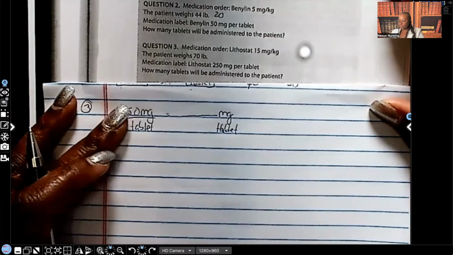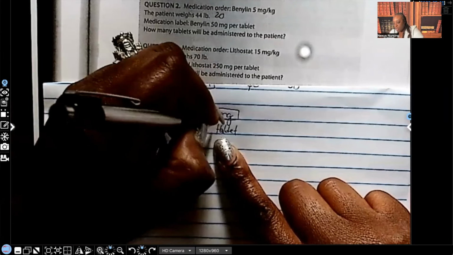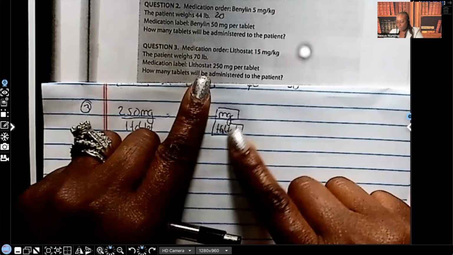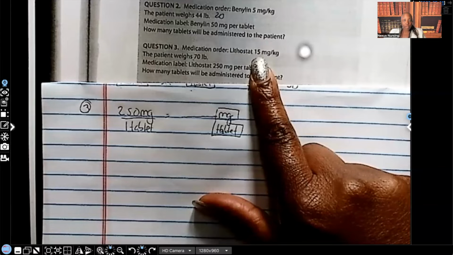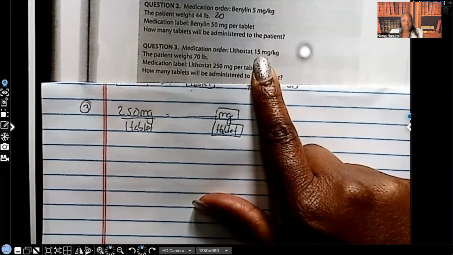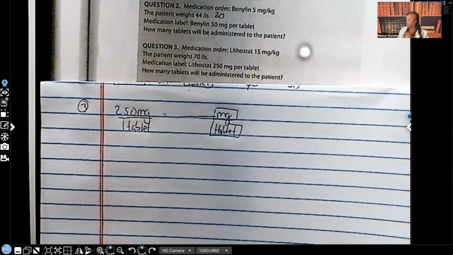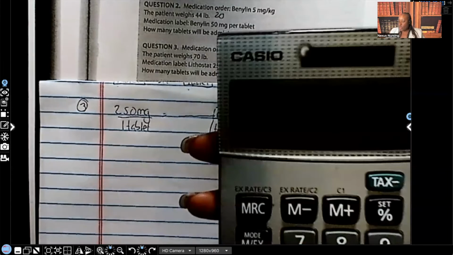Okay, moving on. So anyway, whatever we have on the bottom, it's going to be tablet, right? So now let's plug this in. We're looking at number 3. 15 milligrams per kilogram. So we know we have to multiply the 15 times our kilogram, but we don't have kilogram yet. We're going to divide 70 divided by 2.2 to get our kilogram. So let's do that. 70 divided by 2.2. And that gives you 31.